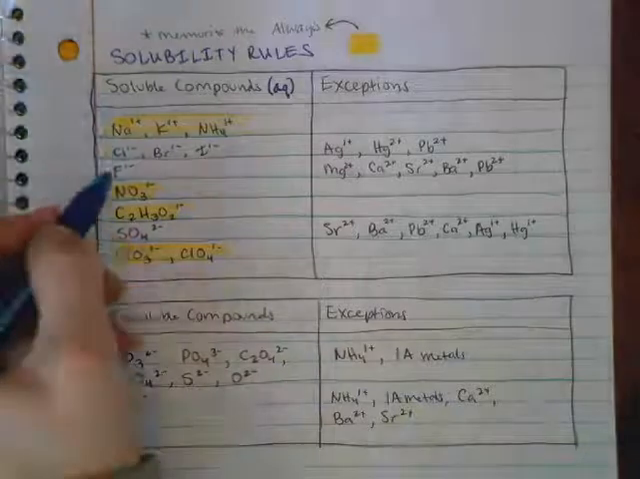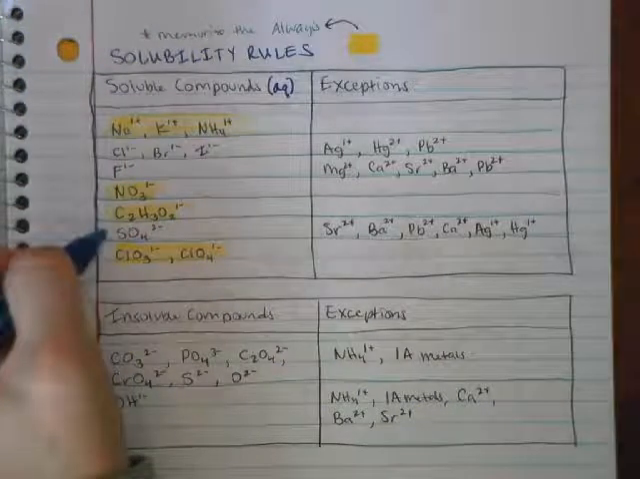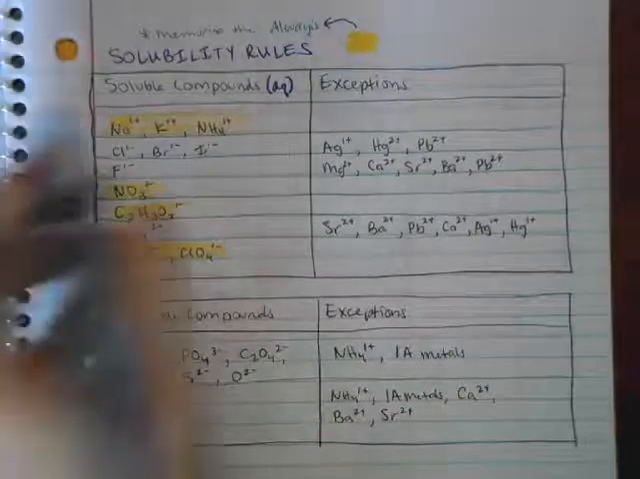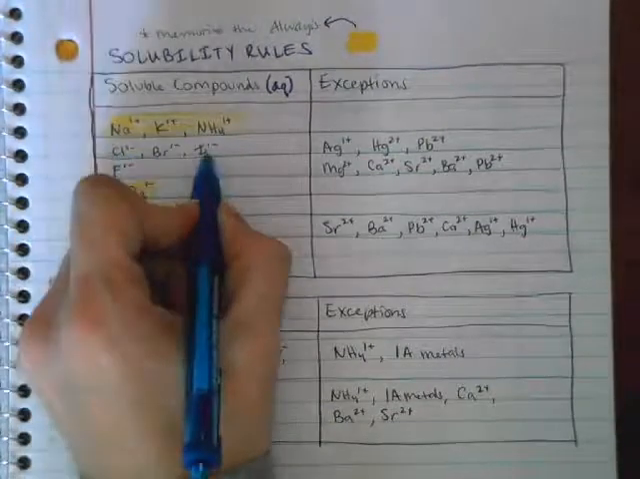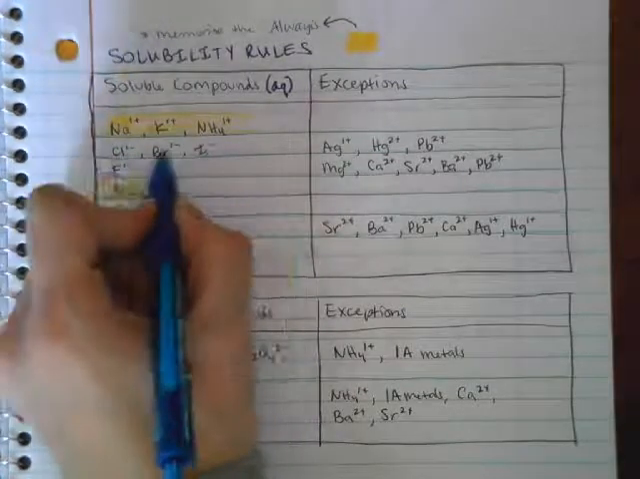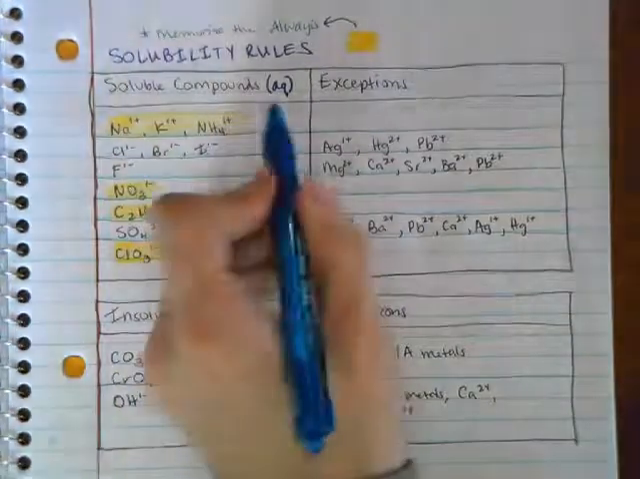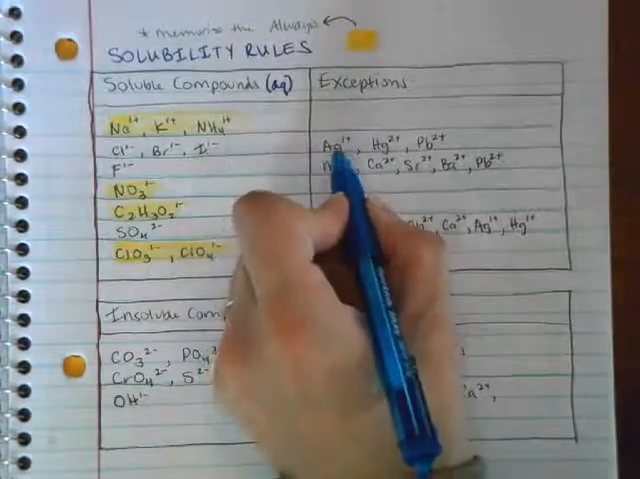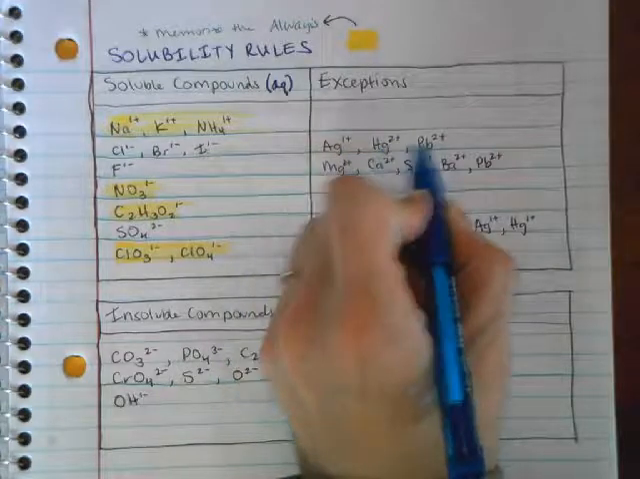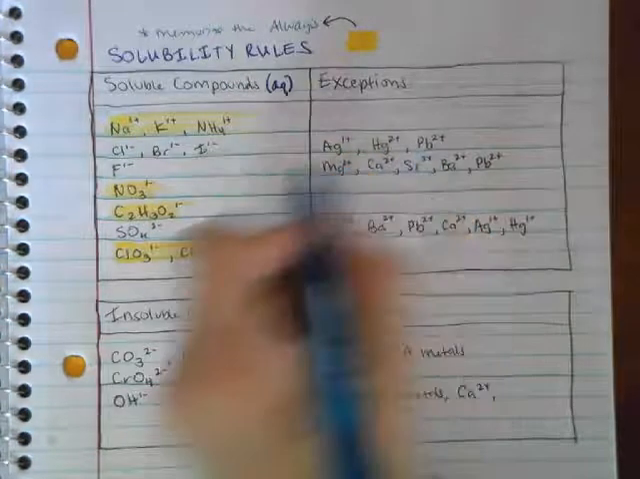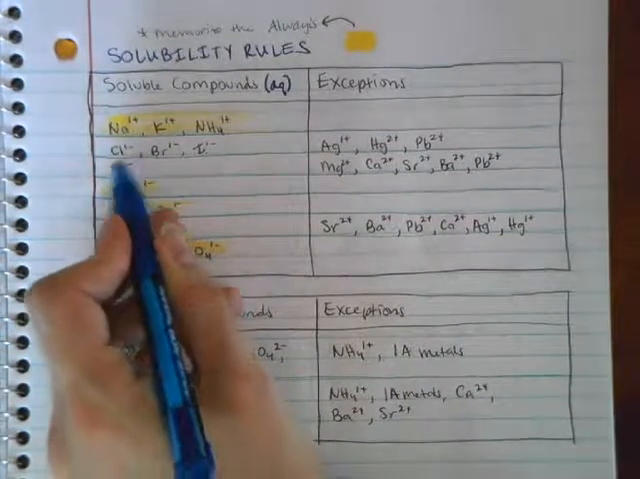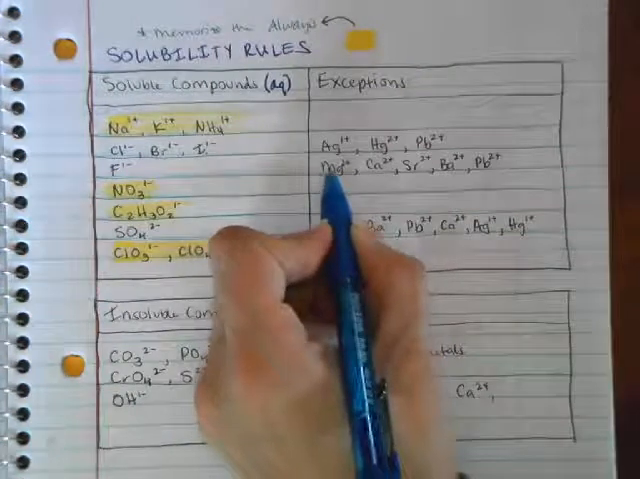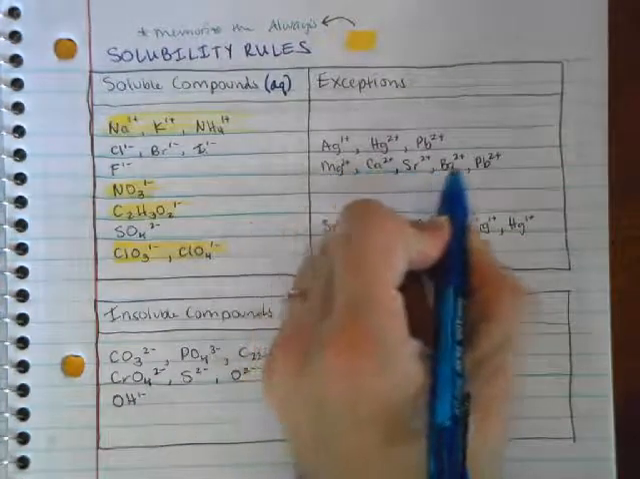Now we have some examples where they're usually going to be aqueous, but there are some exceptions. So the halogens get a little tricky. If you have a compound that contains chloride, bromide, or iodide, typically it will be aqueous or dissolve in water unless it is bonded to a silver, a mercury 2+, or a lead 2+ cation. Similarly with fluoride, compounds containing fluoride are usually aqueous unless that fluoride is bonded to a magnesium, calcium, strontium, barium, or a lead 2+.